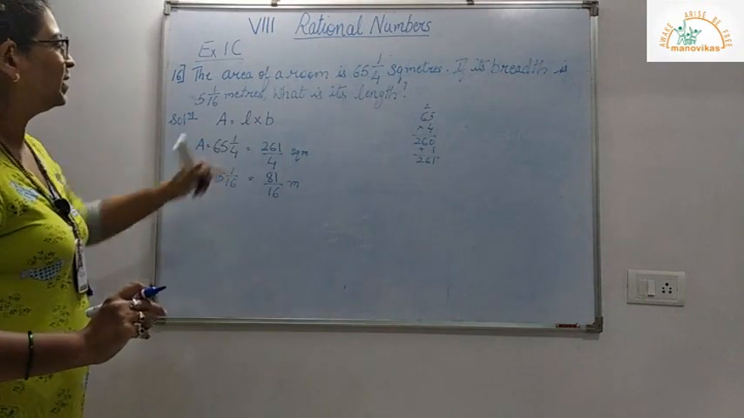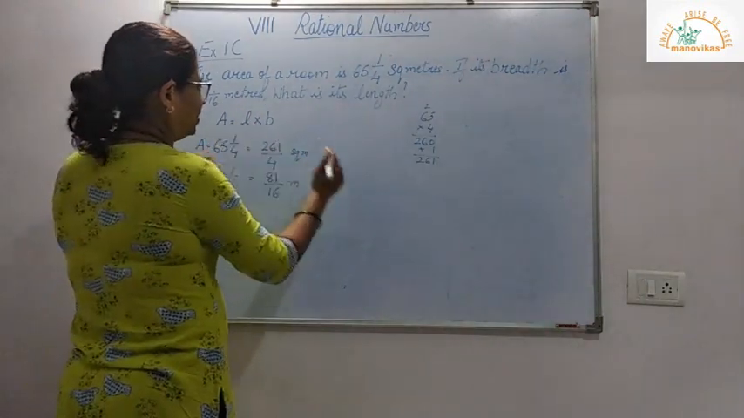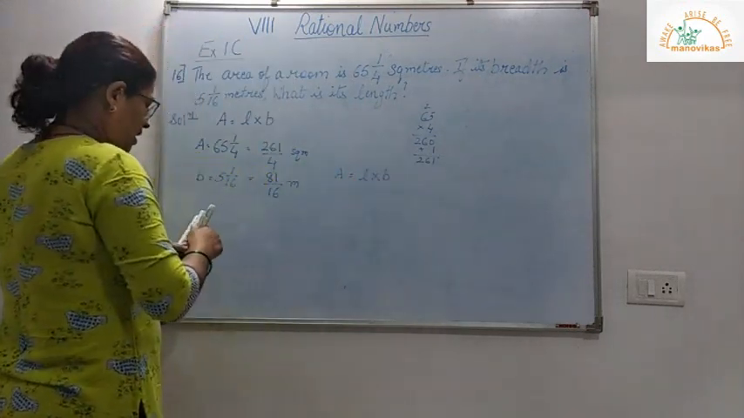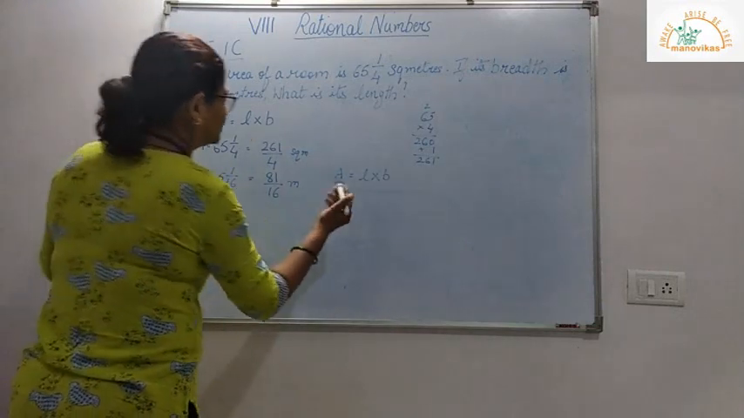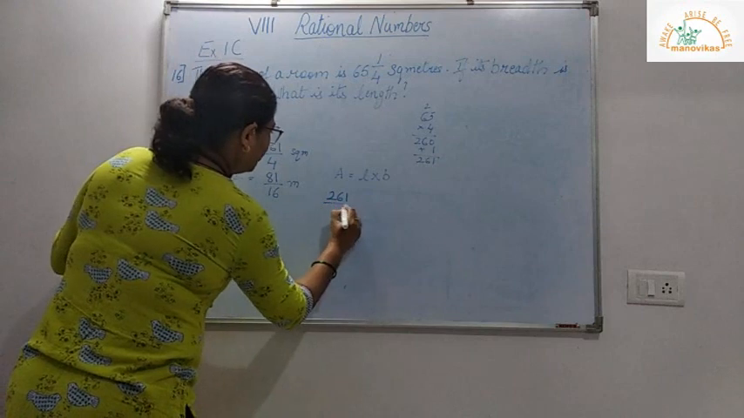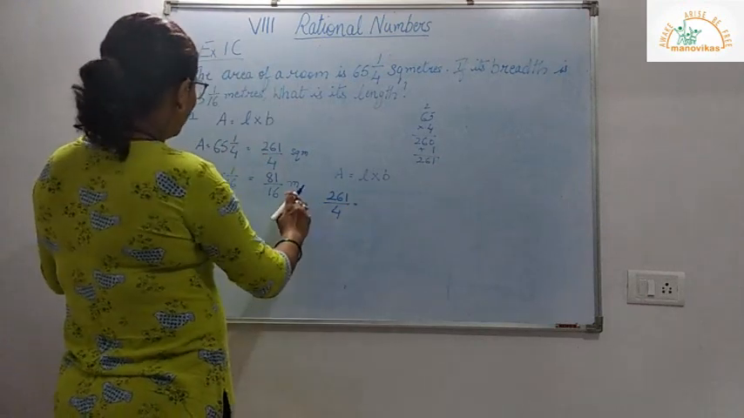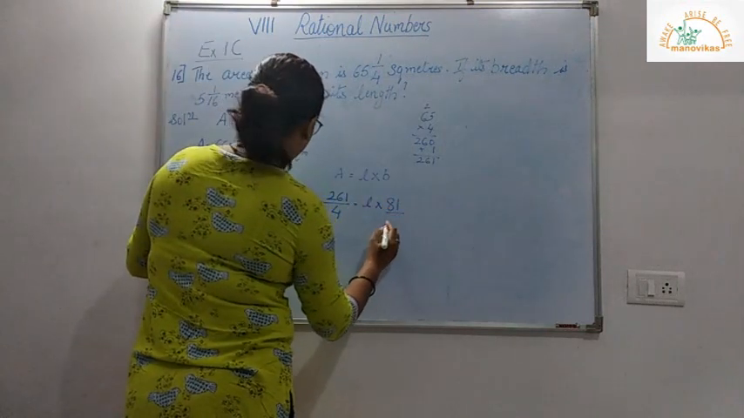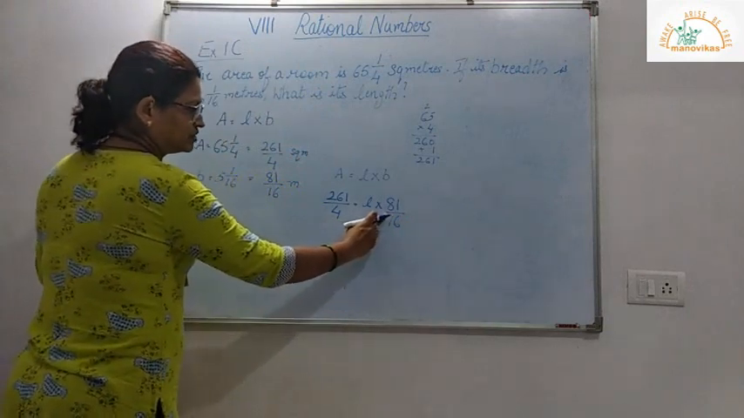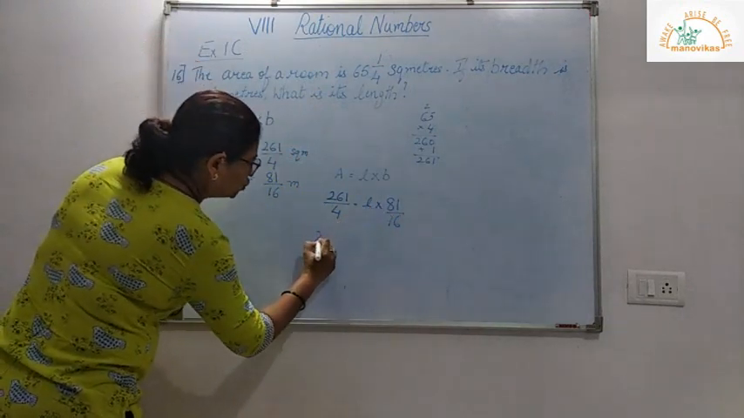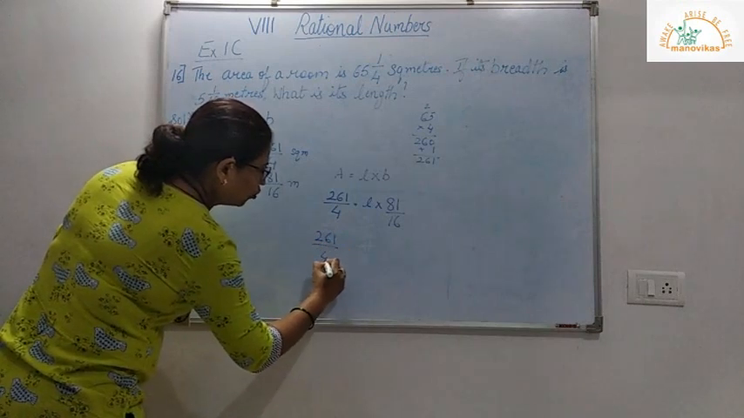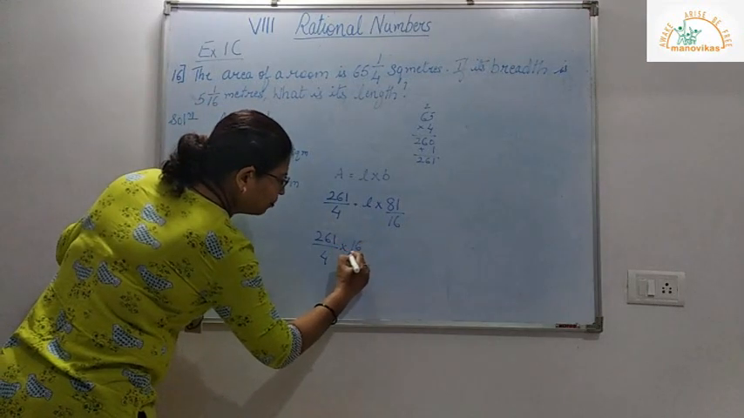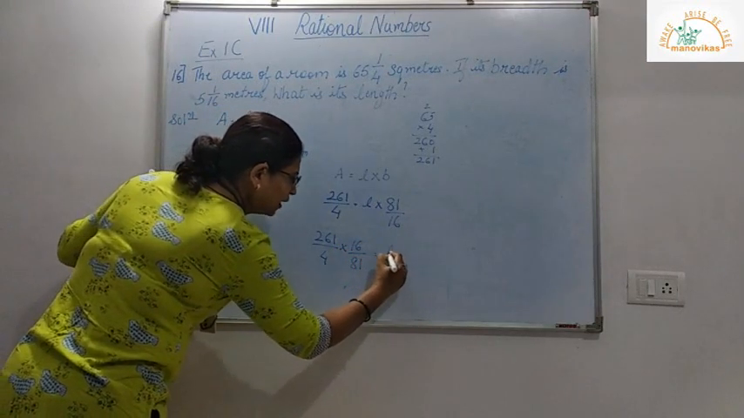Now we substitute in the formula for area. So A is equal to length into breadth. We are supposed to find the length here. So my area is 261 upon 4, which is equal to length, which we are going to find out, into breadth, that is 81 divided by 16. So I get this term on the other side. So here 261 upon 4 into, when you get it on the other side, it becomes a reciprocal, that is 16 upon 81, is equal to L.